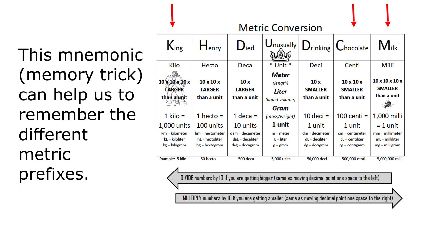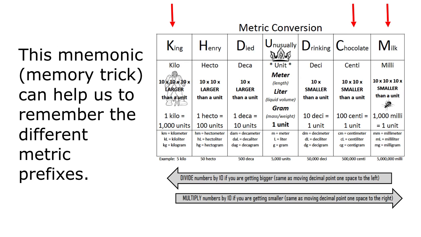Hecto is not used as often as kilo, centi, or milli. That's why there are arrows on top of those. Next we have deca. Deca means 10 times larger. Deca isn't often used, but sometimes it is, and sometimes it's spelt with a K, D-E-K-A. Then we have our units, meters, liters, and grams.